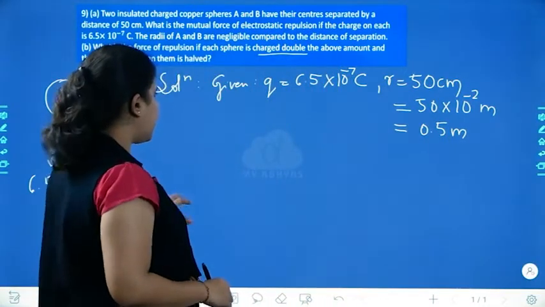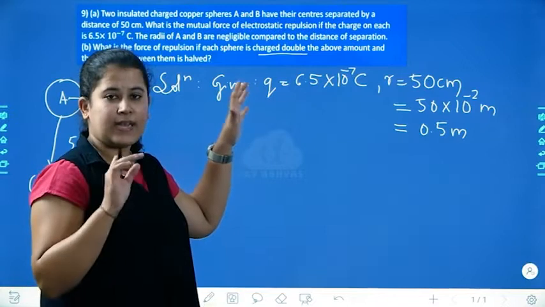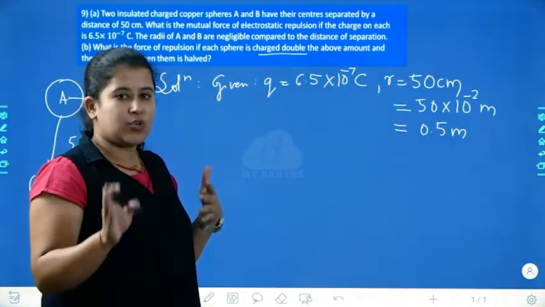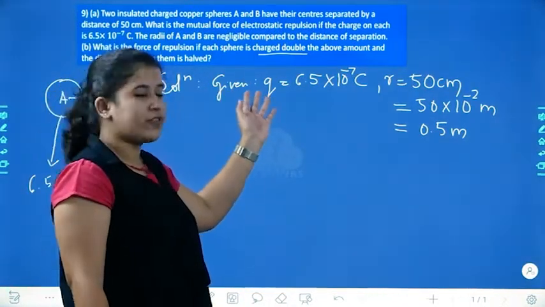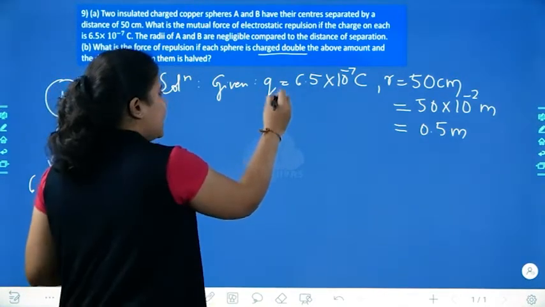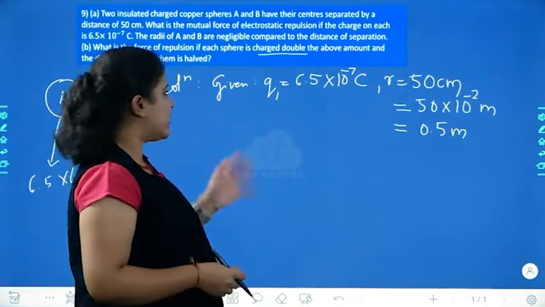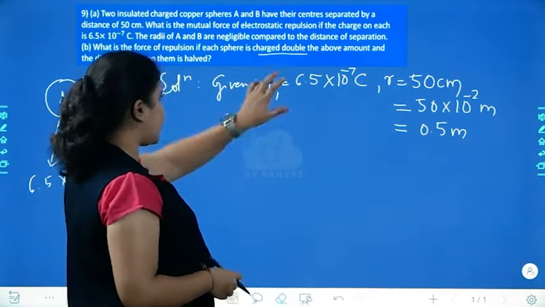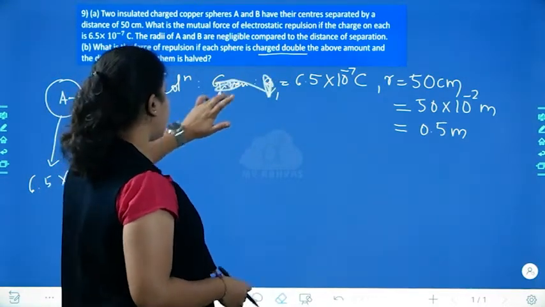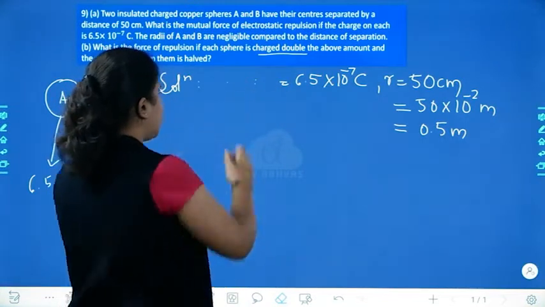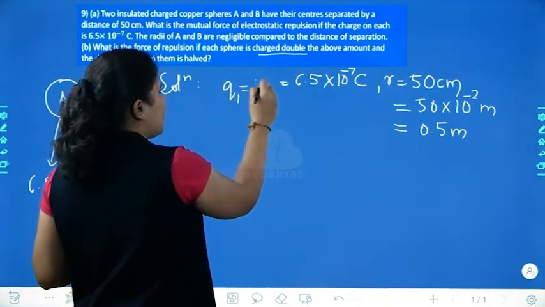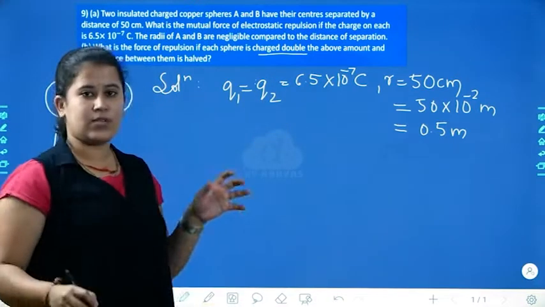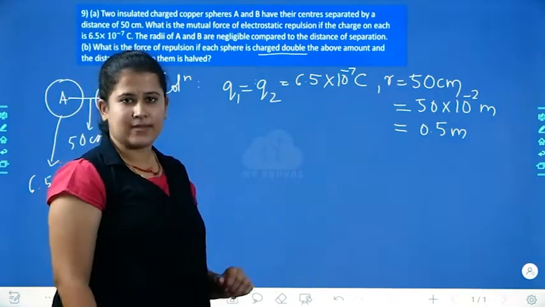Understood? So after this, you can have it like Q1 and Q2. The value of Q, or Q1 and Q2, is 6.5 into 10 raised to minus 7. So instead of writing only Q, I can take it as Q1 and Q2, so I'll take Q1 is equal to Q2 is equal to 6.5 into 10 raised to minus 7 coulomb.